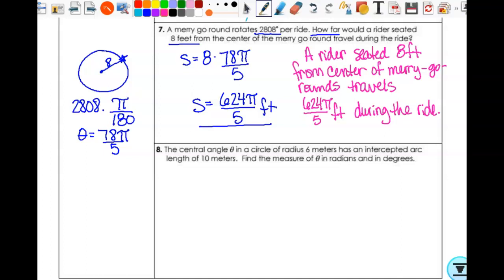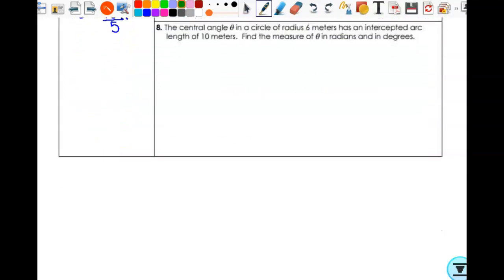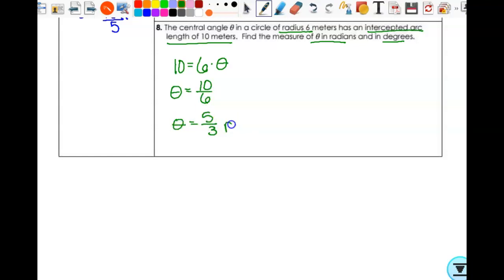We good? All right. Last one then. The central angle theta in a circle of radius 6 has an intercepted arc length of 10 meters. Find the measure of theta in radians and in degrees. All right, so the arc length, which is 10, equals the radius, which is 6, times theta. So I'll divide both sides by 6. I get that theta equals 10 over 6. So theta equals 5/3 radians.